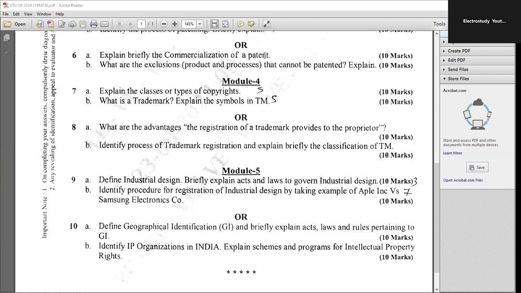What are the things you need to mention? You have to explain about the classes or types of copyright. Now let me take you to the content. You can directly go to my PPT.